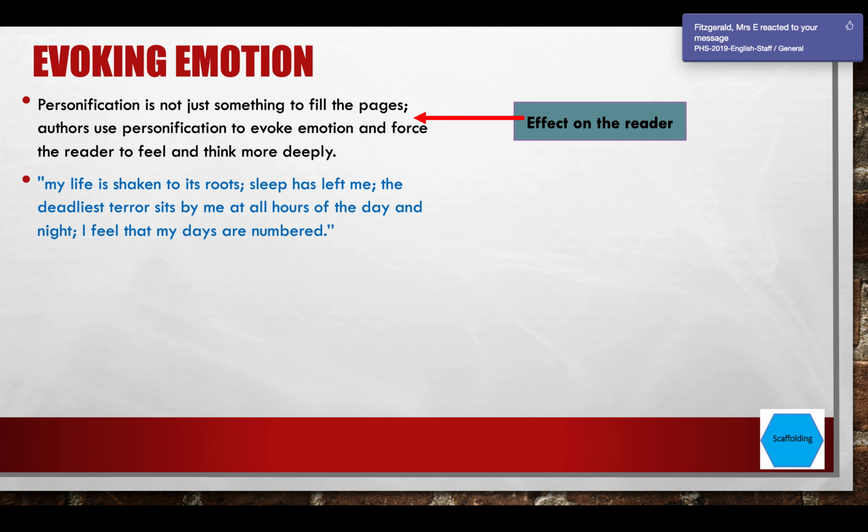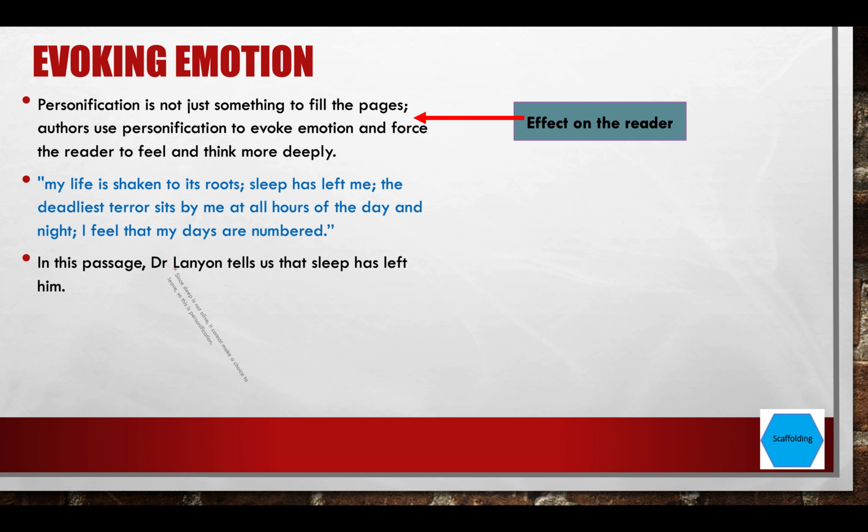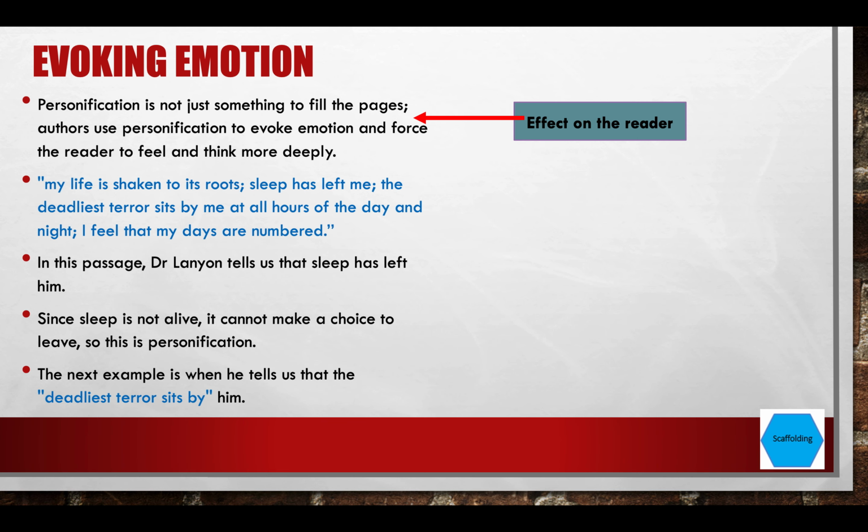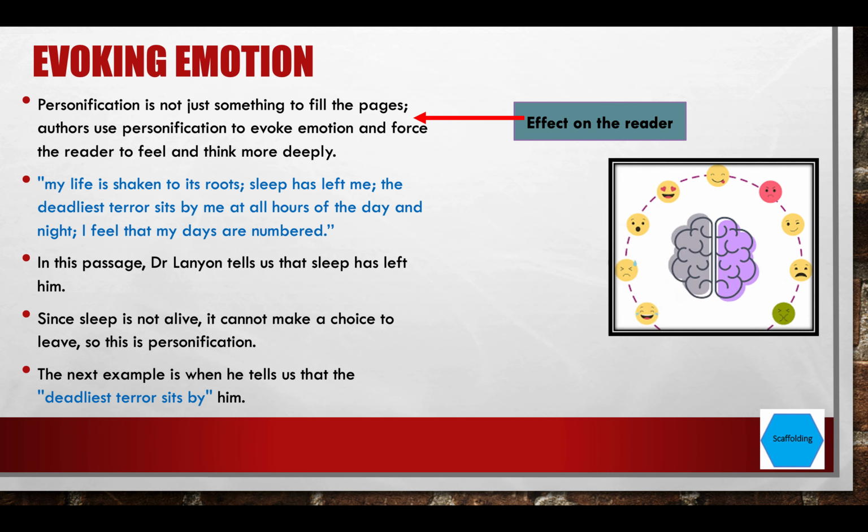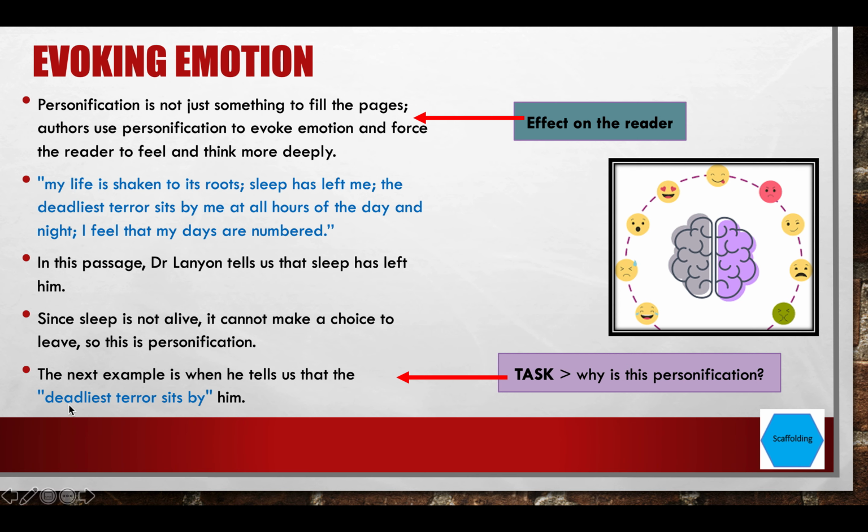I wonder. Well, first, let's point out the personification. In this passage, Dr. Lanyon tells us that sleep has left him. Since sleep is not alive, it cannot make a choice to leave, so this is personification. The next example is when he tells us that the deadliest terror sits by him. So, why is this personification? What can you say about this quotation here? The deadliest terror sits by him.